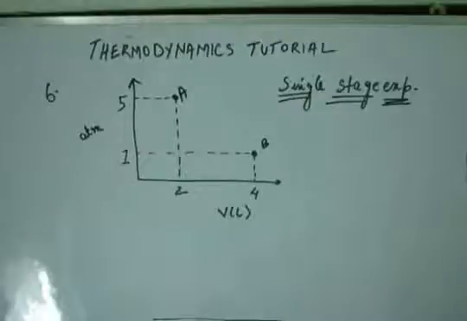This is a PV graph, and it's very easy to calculate work from a PV graph. Now this is a single stage expansion, so it will be a fast expansion. It is not a reversible process, rather this is an irreversible process. So every formula that we have memorized up till now is not going to be of any use. Rather we will have to solve it very conceptually using the very basic fundamental formula for calculating work.